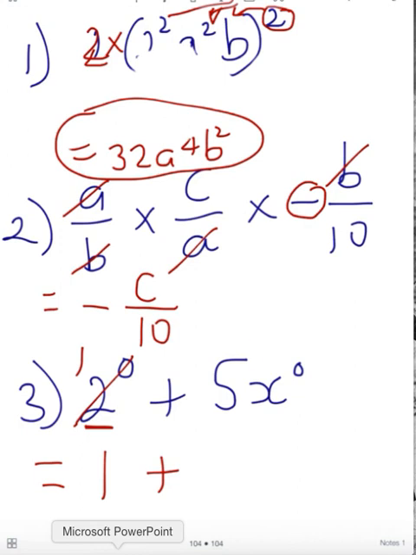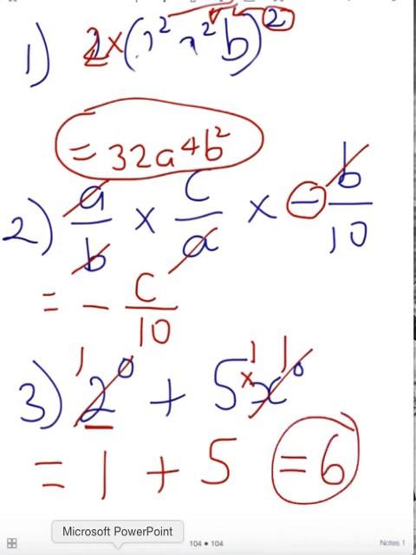5 has a power of what? Of 1. That is not a 0. So x to the power of 0 is 1, but 5 is still there. And we know that it's really saying 5 times 1, and 5 times 1 is just 5. So we write 5 down on the next line, and we've got 1 plus 5, and 1 plus 5 is simply 6. So you should have had 6 for that one.